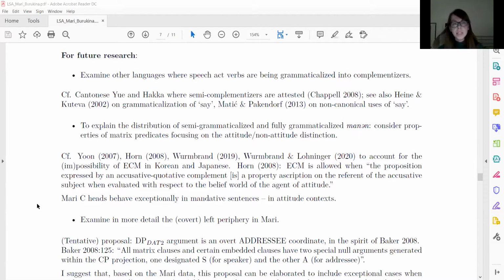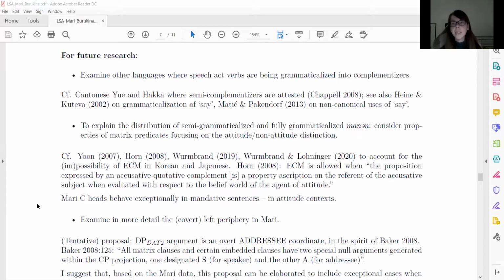In addition to this, as I said, I believe that in Mari, we have at least these 3 different lexical entries. So we have the semi-grammaticalized complementizer monin that we see in speech act context. And we also have this fully grammaticalized monin that we see, for example, in embedded adjunct clauses. So the question is, how do we choose between them? What regulates their distribution? It would be really nice to account for that formally.